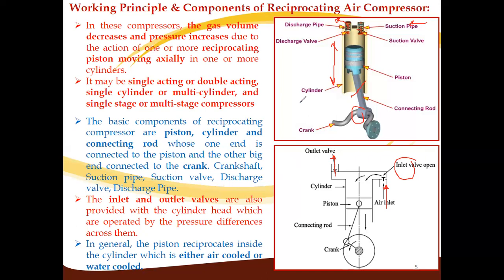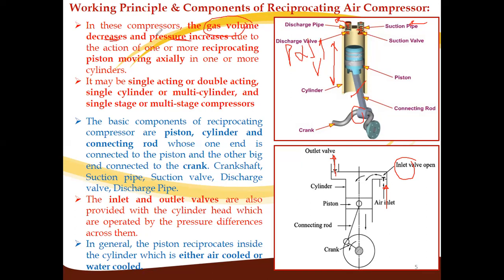Now we'll see the working principle behind this reciprocating air compressor, as well as the components and the function of each component of this reciprocating air compressor. In this reciprocating compressor, the gas volume decreases, and as the volume decreases, the pressure increases. We know that pressure is inversely proportional to volume. So if volume increases, the pressure decreases, and if volume decreases, the pressure increases.